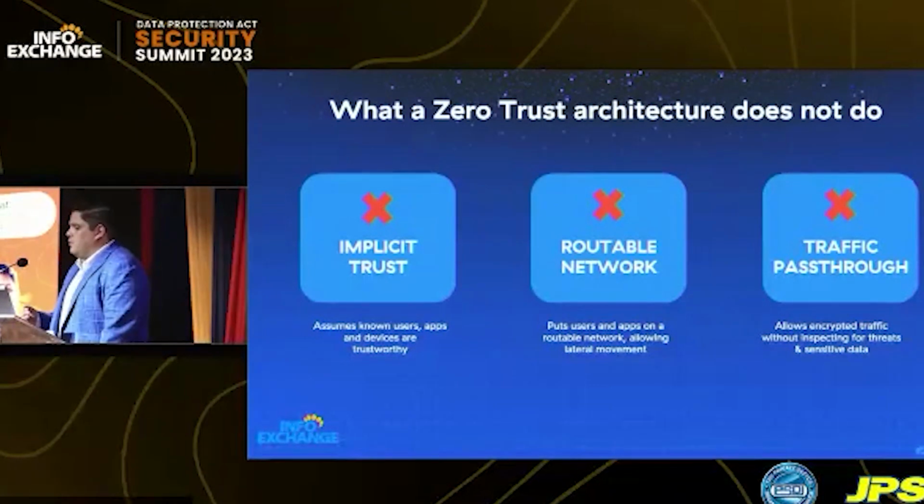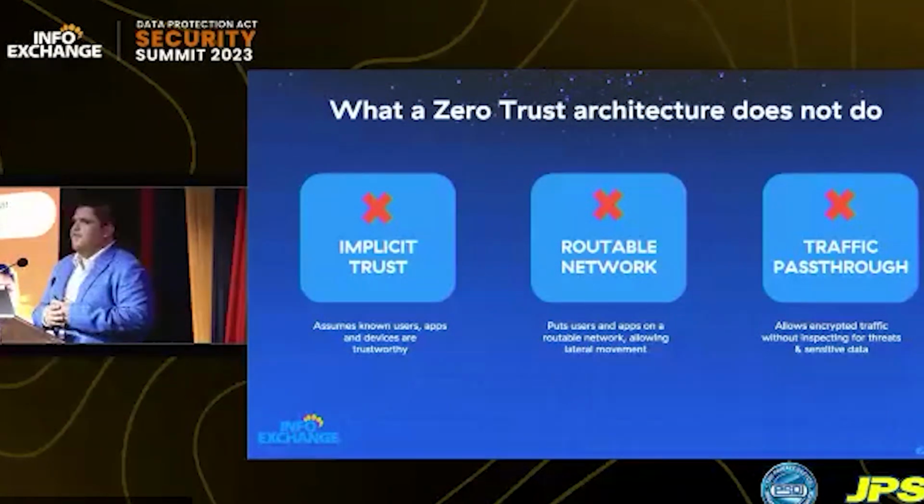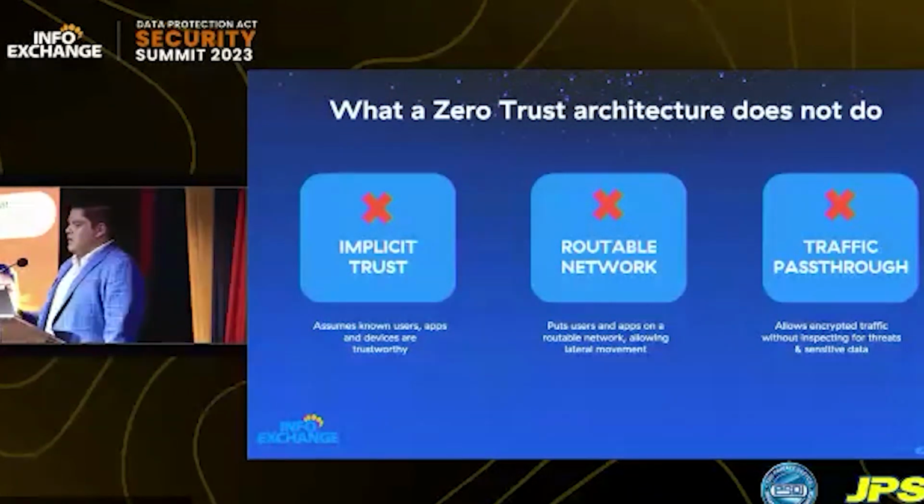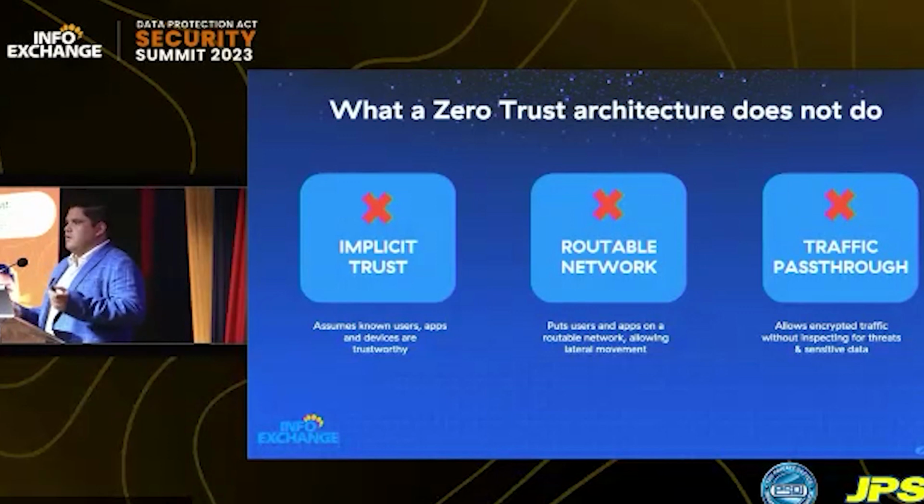Unlike firewalls, it will not put users and apps on a routable network, which again enables lateral movement, the biggest use case we've seen. And then finally, a zero trust architecture will not enable encrypted traffic to bypass controls. Simply because it is encrypted, it still inspects all traffic, including encrypted traffic, for threats or sensitive data loss. Encrypted traffic, even though it's encrypted, still needs to be read, because that's where a lot of the threats we're seeing come through.